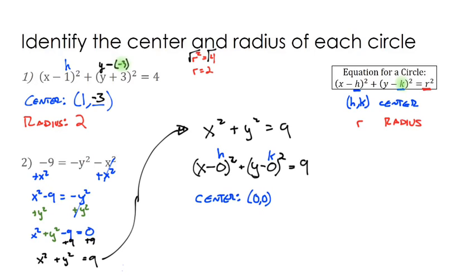And then the radius: if you were not careful, you would say 9, but you've got to be careful. Don't say it's 9. Remember, it's some value squared that gives us a 9. Or you could think of it, maybe I could just rewrite that 9 as 3 squared, because our radius is 3. Okay? So there are 2 examples where I give you the equation and you have to identify the center and the radius.